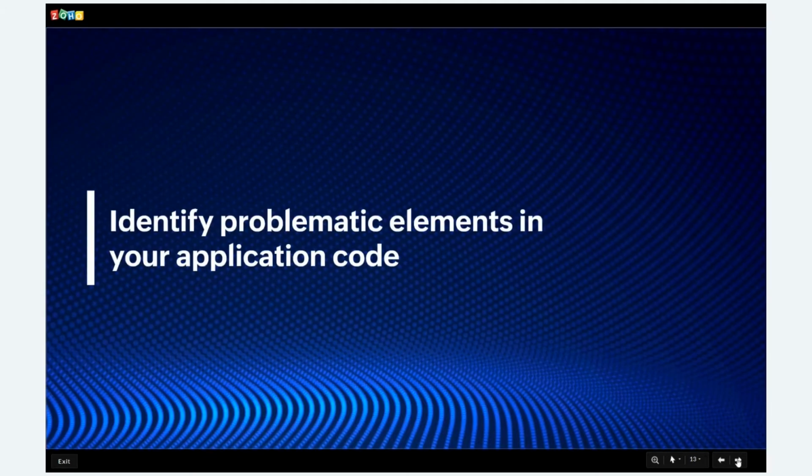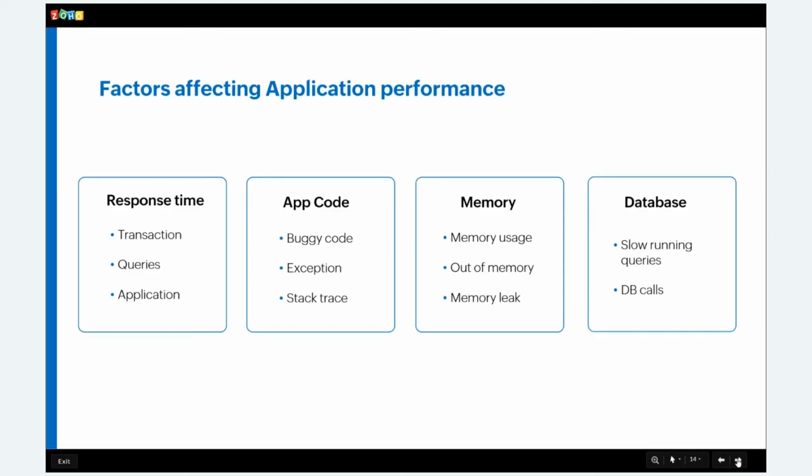Identifying problematic elements in your application code. These are some of the factors affecting application performance. Not only these, we also have other factors like the web server and the app code. When I say web server, we know a web server will get overloaded because of user count. When there is a huge user count, obviously it will result in website failure, and also because of the load balancer, we can say.